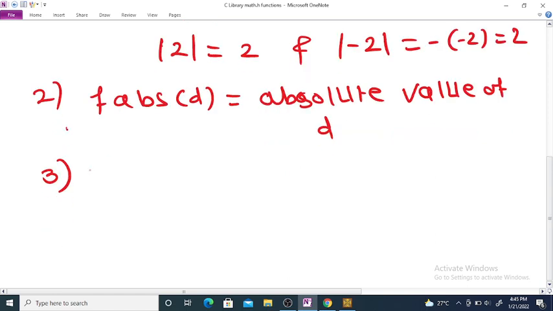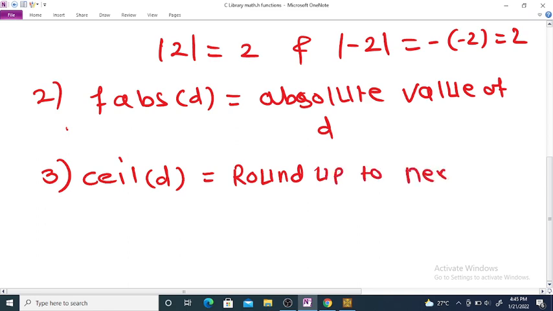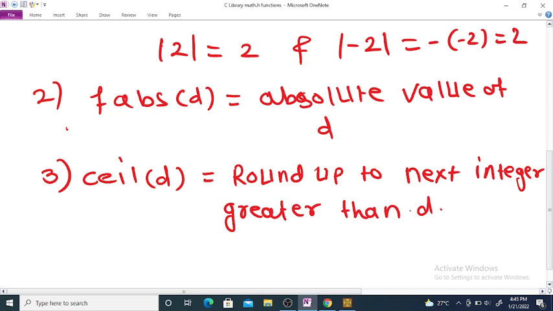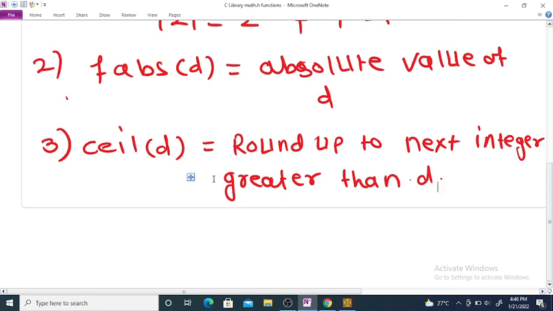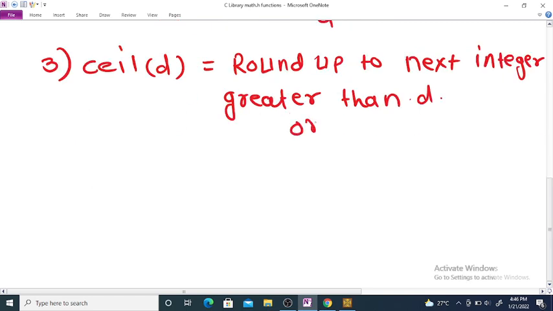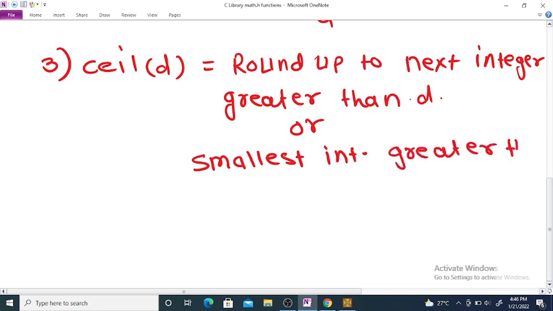The next library function, number 3, is the ceil function. It rounds up to the next integer greater than d. In other words, it returns the smallest integer which is greater than d.